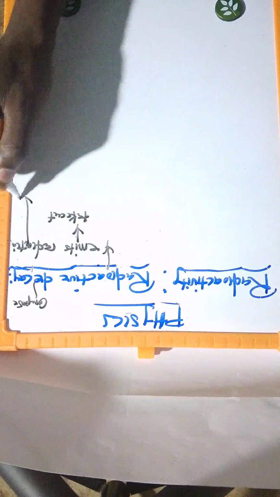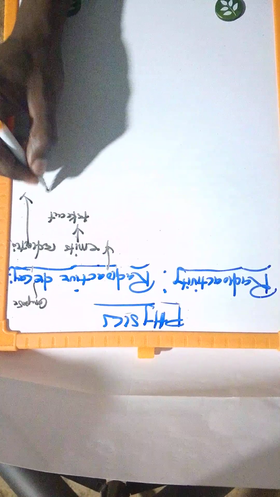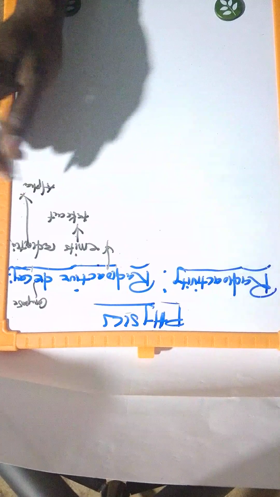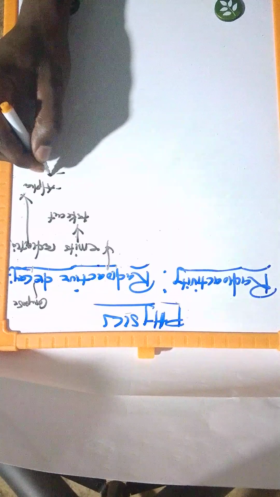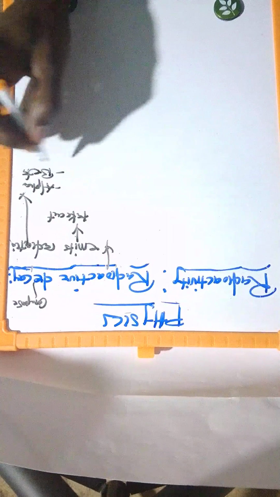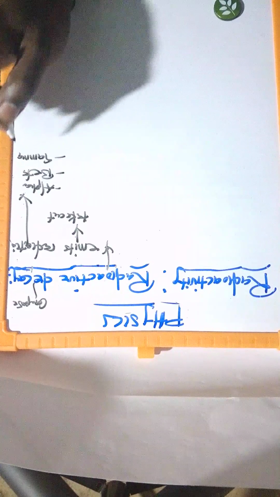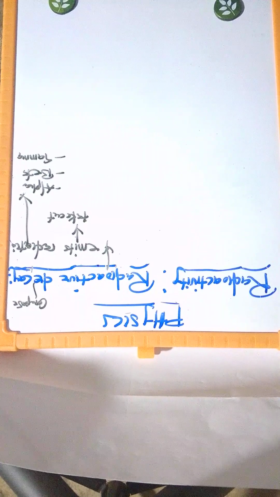Then radiation: we have three types of radiation. We have alpha radiation, then beta, and last we have gamma. So whenever a radioactive substance emits radiation, we mean gamma, alpha, and beta. These are the three types of radiation we are looking at.